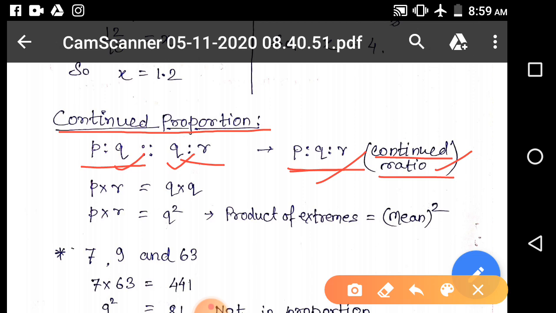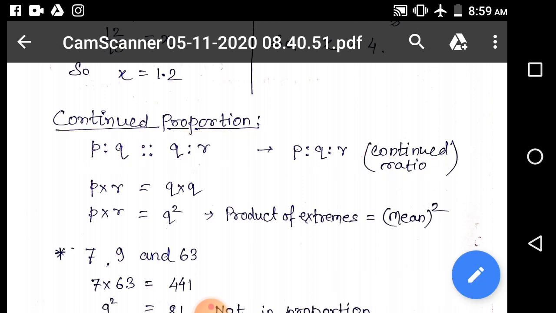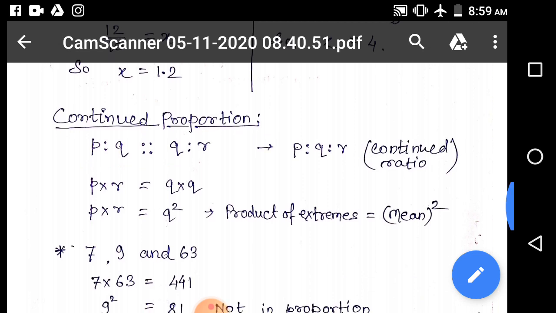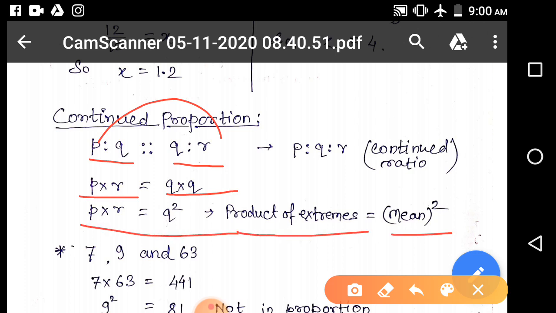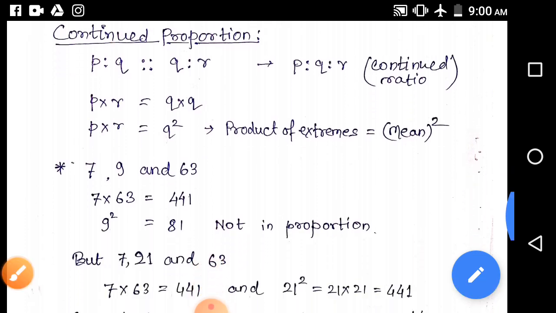Now when we arrange this in proportion, then we will have P is to Q, because P by Q is equal to Q by R. So P is to Q is equal to Q is to R. Here we will also follow the relation of product of extremes and product of means. So this P into R is the product of extremes, and this Q into Q is the product of means. So here we will have the revised relation: the product of extremes is equal to mean into mean, or mean square.